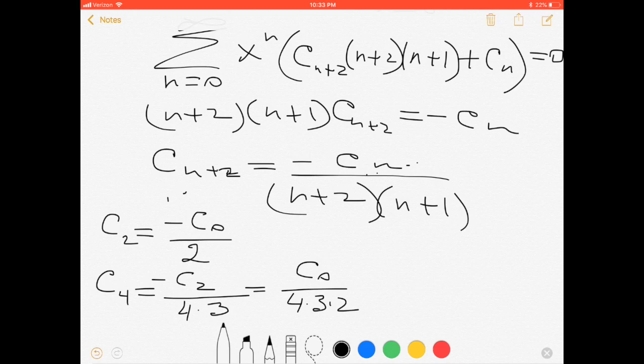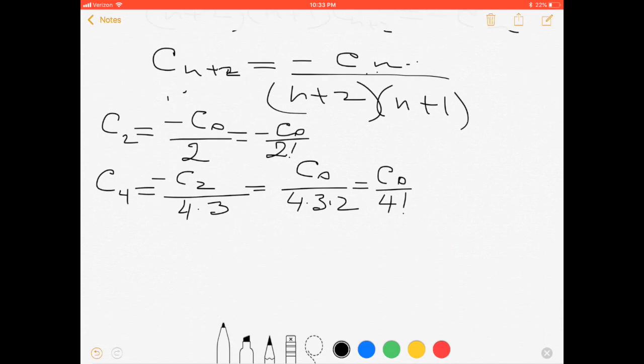Looks like we one more time have factorial here. This looks like C0 for 4 factorial. Here we can plug in minus C0 for 2 factorial if you want. Okay, it works. Continue check.